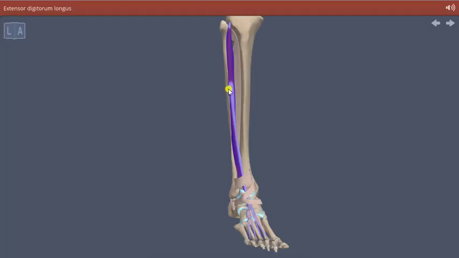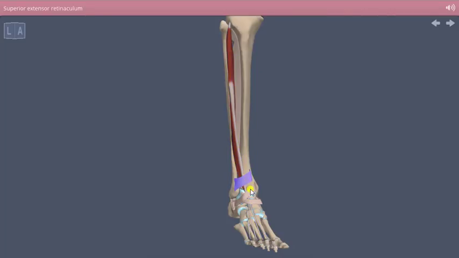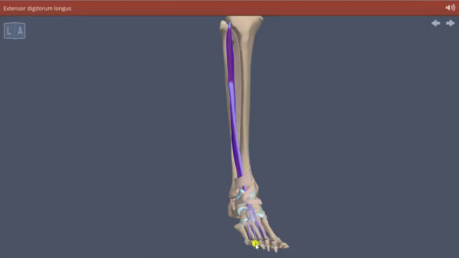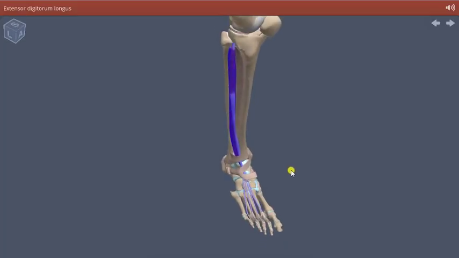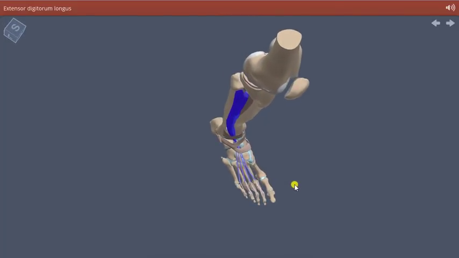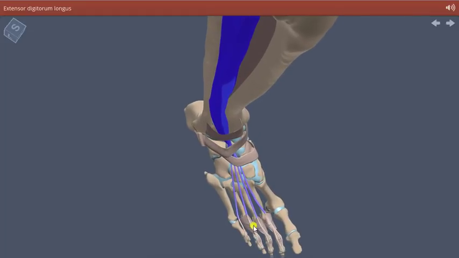Extensor digitorum longus takes origin from the fibula. Also, it extends here to be attached to the lateral condyle of the tibia. It passes below the superior and the inferior extensor retinacula to be inserted into the extensor expansion of the lateral four toes. Here, this is the extensor expansion, which is attached to the base of the middle and the distal phalanges. The action of this muscle is extension of the toes, and again, as it passes in front of the ankle joint, it dorsiflexes the foot at the ankle joint.